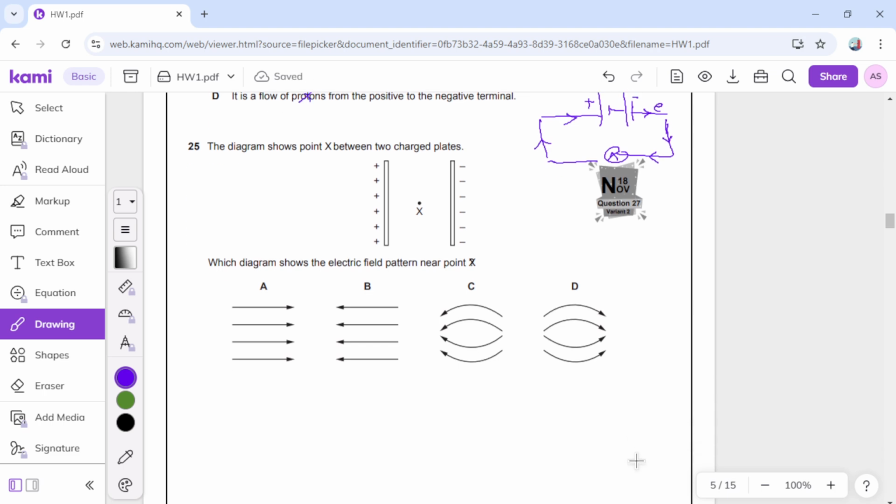The diagram shows point X between two charged plates. Which diagram shows the electric field? It must be a straight line from positive to negative. Easy question.